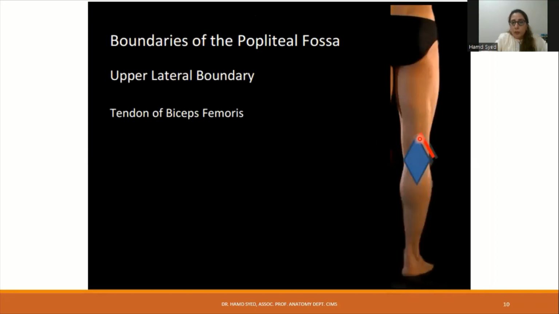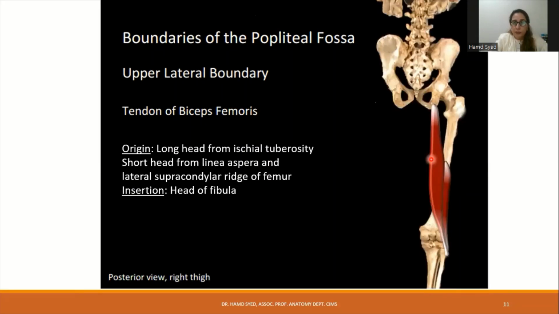Whereas when we talk about the upper lateral boundary of the popliteal fossa, this is formed by the tendon of biceps femoris. Now, biceps femoris is a muscle which has two heads of origin. The first is from the ischial tuberosity of the hip bone, and it is known as the long head of the biceps. The other one, which travels a shorter course, is the short head of biceps, which arises from the linea aspera on the posterior aspect of the femur and also the lateral supracondylar ridge of the femur. Both of these heads converge and are inserted into the head of the fibula, which is the lateral bone of the leg.